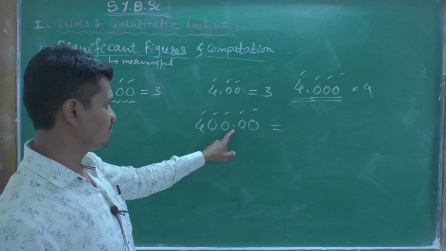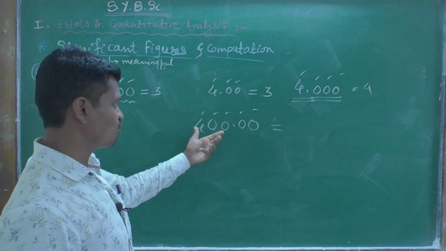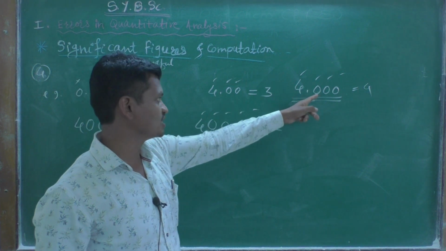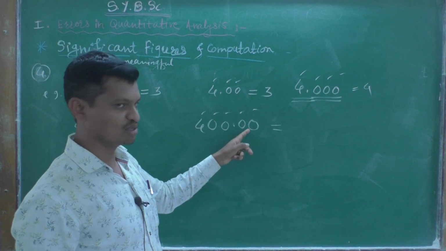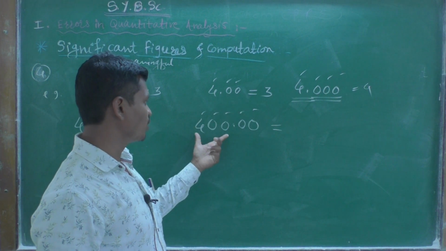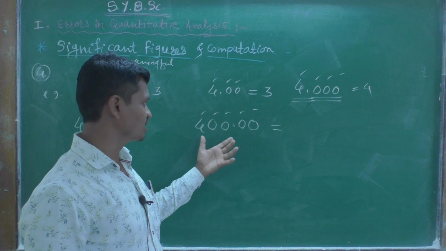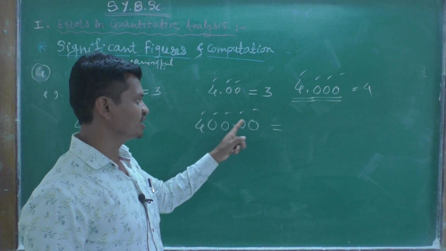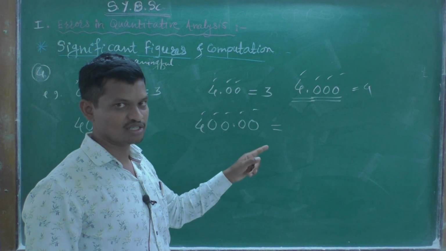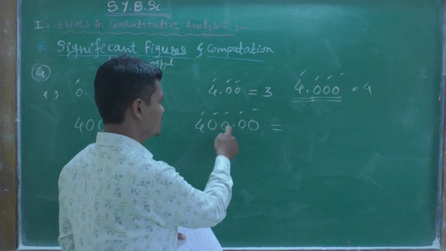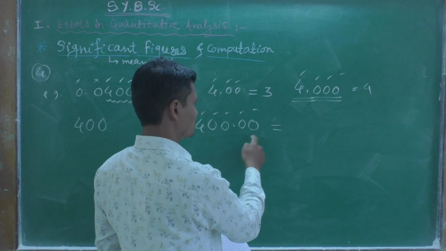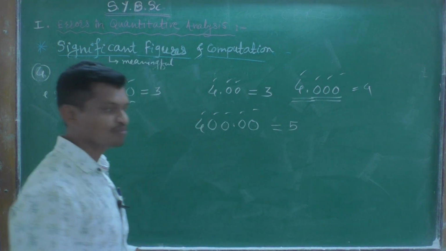Mind well, the decimal point is given. Though the number is very small, 4.00, 4.000 or 400.00, whether it is 4 point something or 40 point something or 400 point something, if the decimal point is given, then however many zeros are given after the decimal point, all are significant. So all 5 digits are significant, and the number of significant figures in this case is 5.